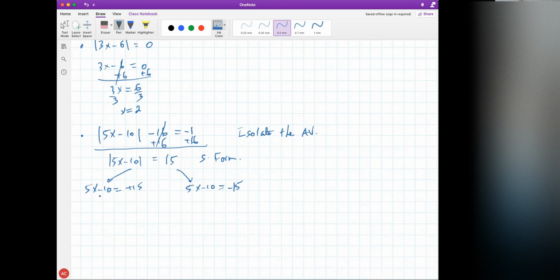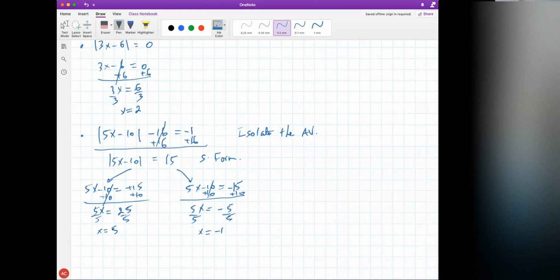First, we're going to cancel the 10, add the 10 here, and also to the other side. That cancels, so 5x equals 25, divided by 5, x equals 5. That's right, x is 5. And solve the other one, same thing. Cancel the negative 10, add it to both sides. Cancel, so 5x is negative 5. Finally, divided by 5, x is negative 1.